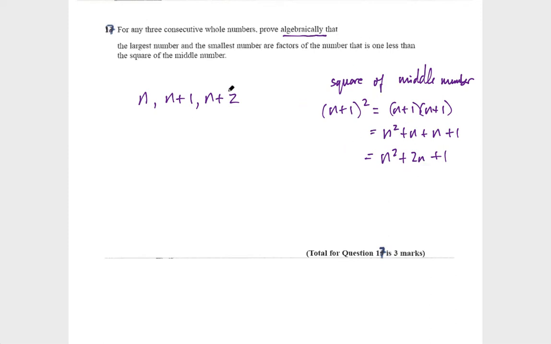And then if I think about what I've been asked here, the largest number and the smallest number are factors of the number that is 1 less than the square of the middle number. So I've done the square of the middle number. If I subtract 1, I get n squared plus 2n. So that's the minus 1 bit. N squared plus 2n can be factorized to n and n plus 2.